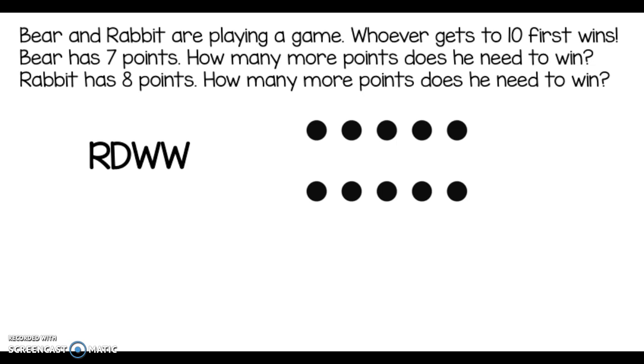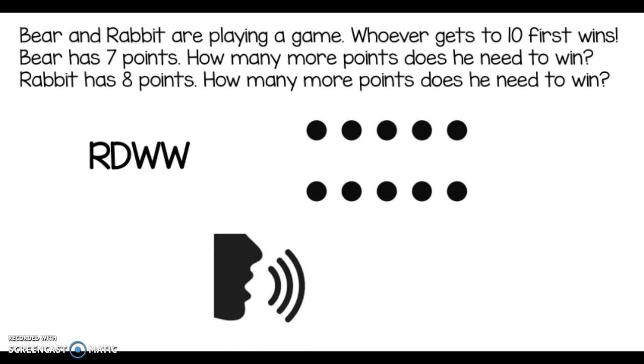You need to write a number sentence to show us how you got to the answer. And then write a sentence telling us how many more points Bear needs and how many more points Rabbit needs. In your seesaw video, this is where you really shine. If you use the counting on strategy, show us in your video and talk to us about how it relates to your number sentence and your math drawing.